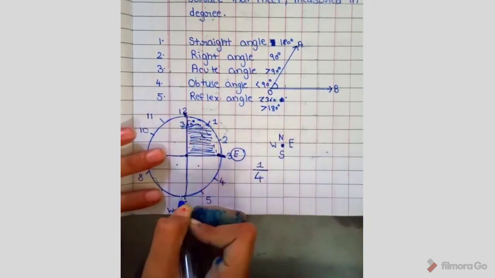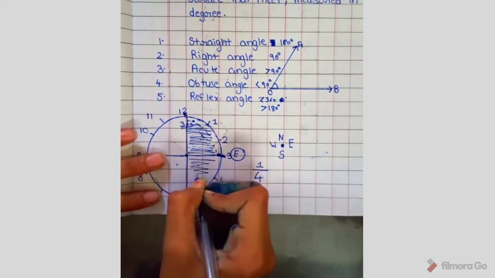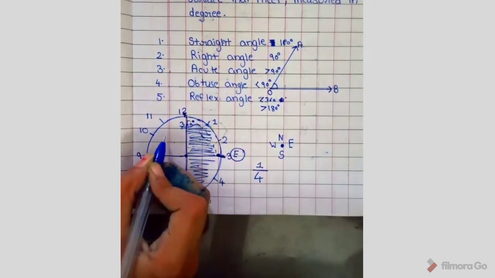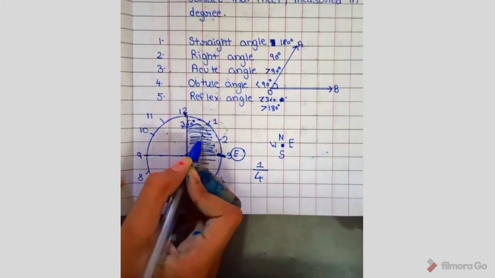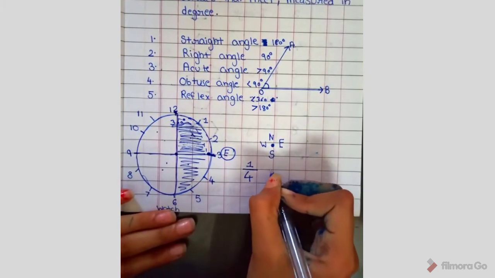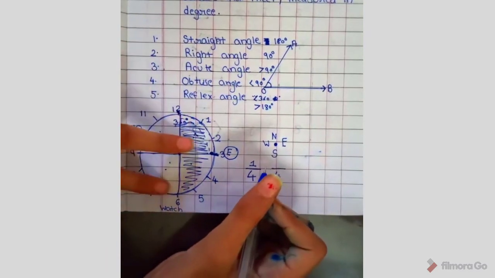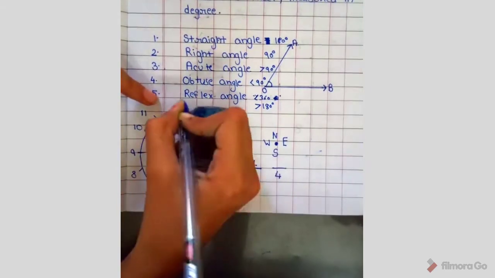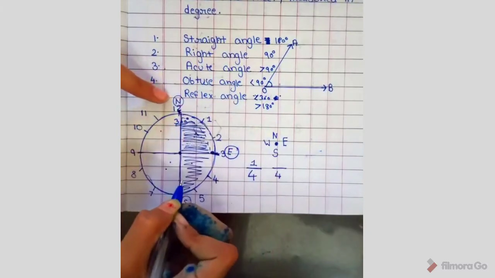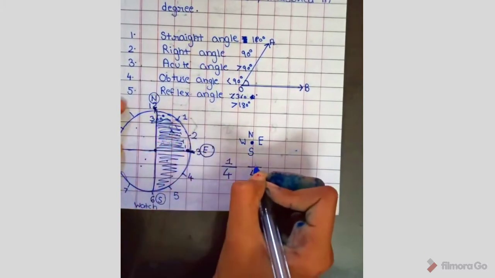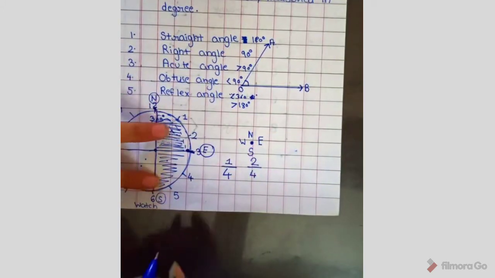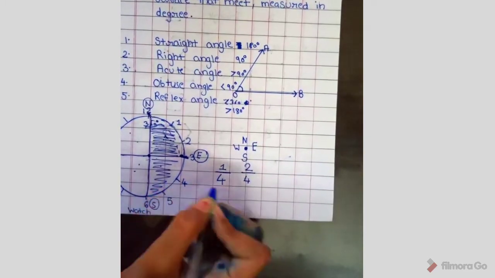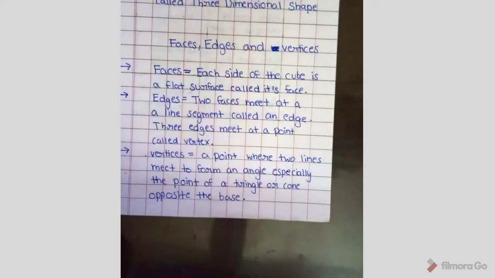Now we go from east to south. If anyone tells us to go from east to south, we come here. Now also there are four parts: 1, 2, 3, and 4. But we have gone through these two parts, which means first we came from north to east, then east to south, so we turned through two parts. So if we walk one part, it is 1 by 4, and here we have 2 by 4. Now let's move further.